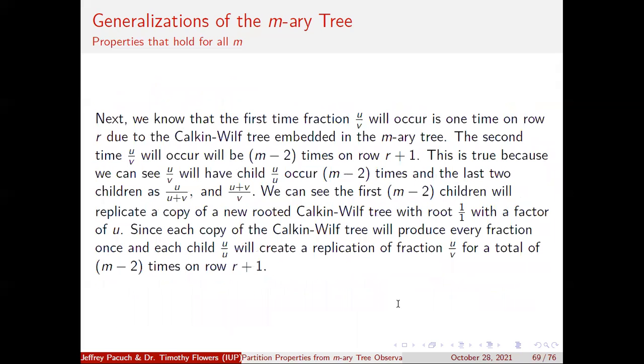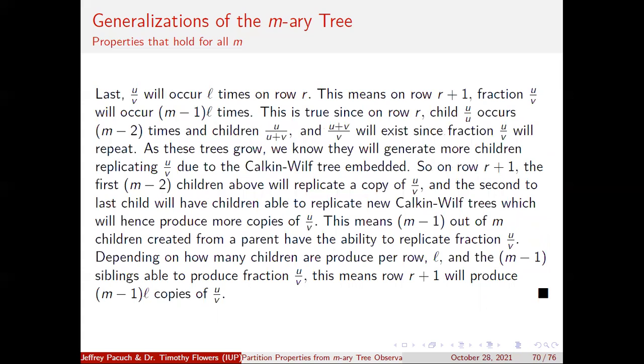So then I can go through and say, well, the second time it occurs will be m-2 times, right? Because if we look at the definition of the tree, some fraction u over v will have children u over u, a multiple of m-2 times. So we see that it will replicate those Calkin-Wilf trees with factor u, my original fraction u over v will duplicate that number of times, meaning that it'll occur m-2 times on the second row, the next following row it occurs.